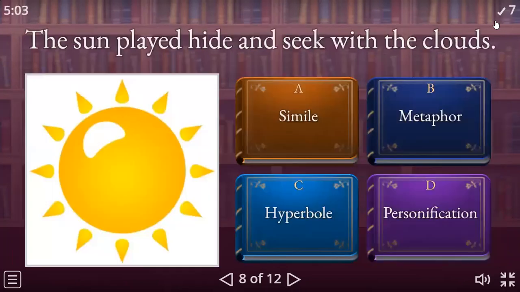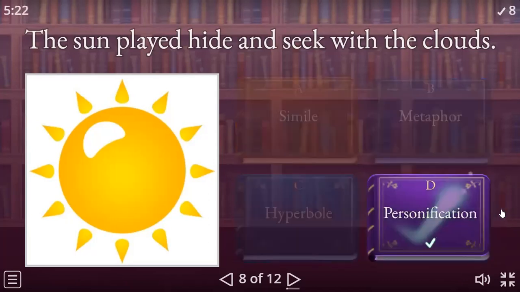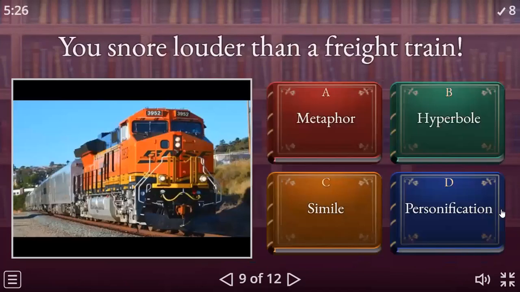The sun played hide and seek with the clouds. Come on, Rahaf. Personification. Yes, personification. The sun played hide and seek with the clouds. Yes, of course, because the sun cannot play. We do play.